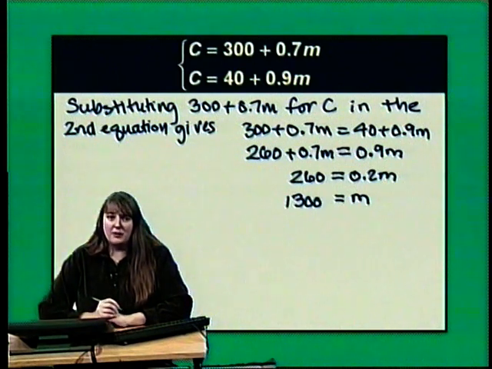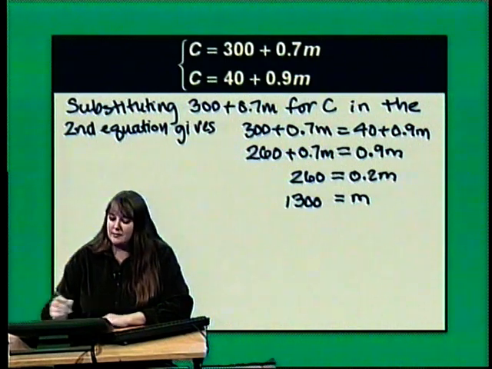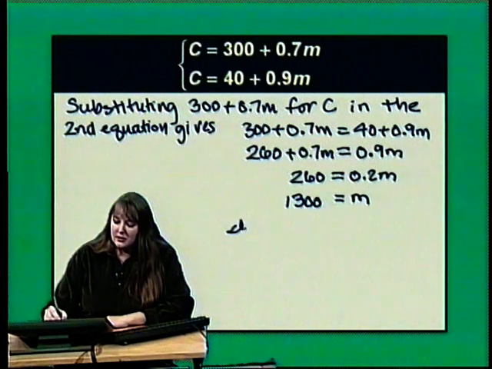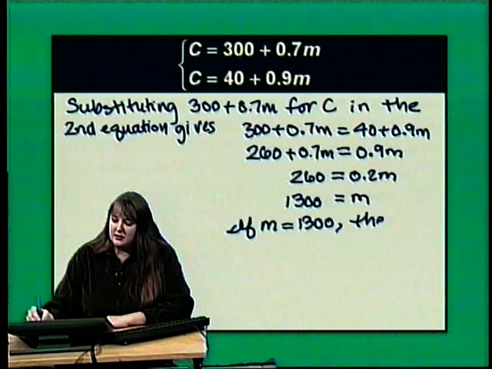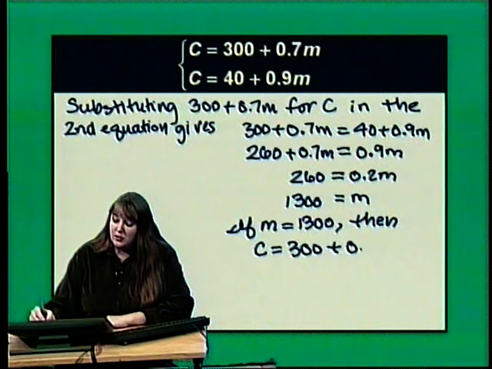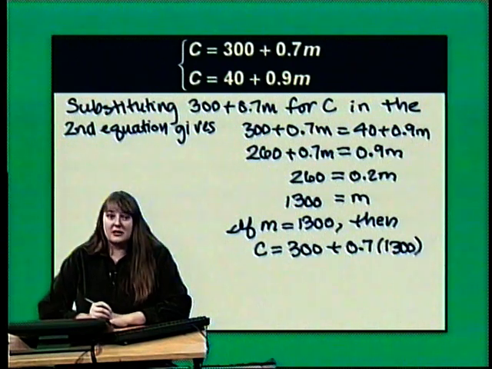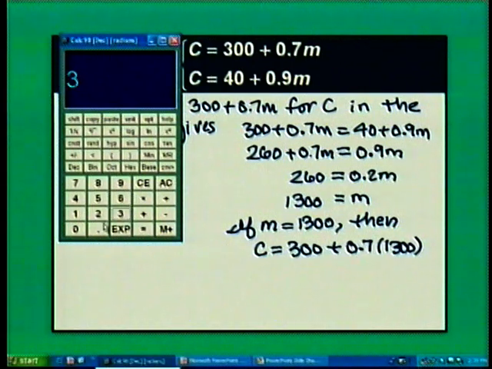Remember, m was the amount of non-discounted merchandise. We still need to find c. What would the total cost of the plan be? So let's work with the first equation. If m equals 1300, then c equals 300 plus 0.7 times 1300. Let's pull out a calculator to figure this one out. So I need to take 300 plus 0.7 times 1300. That gives me 1210.